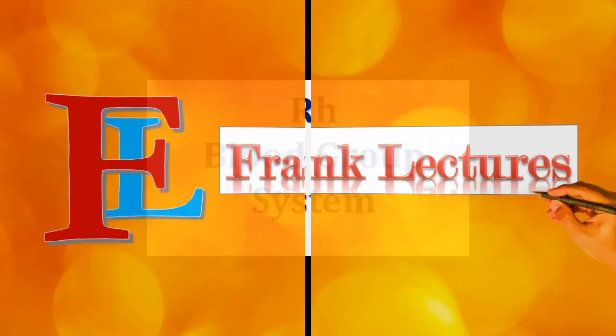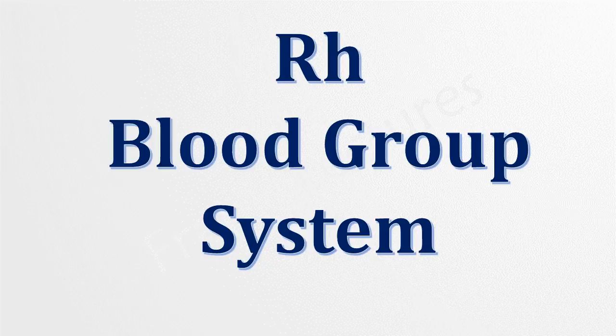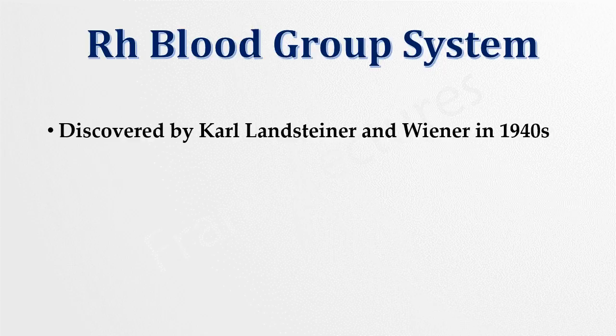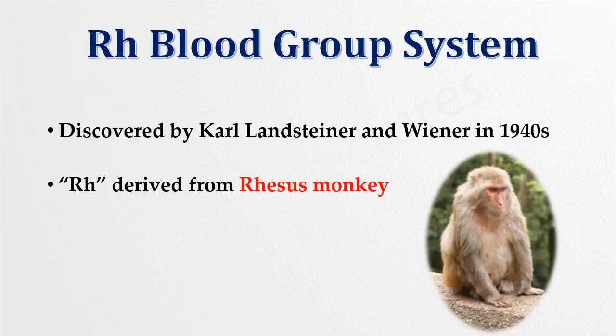The second most important blood group system in humans is the Rh blood group system. Rh blood group system was discovered by Karl Landsteiner and Wiener in 1940s. The designation Rh is derived from rhesus monkey in which it was first discovered. Rh antigens are proteins in chemical nature and are only found on RBCs.